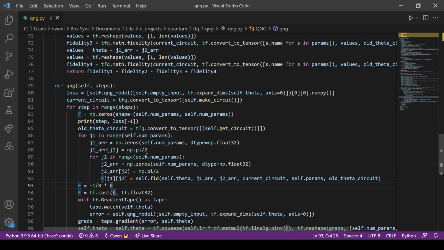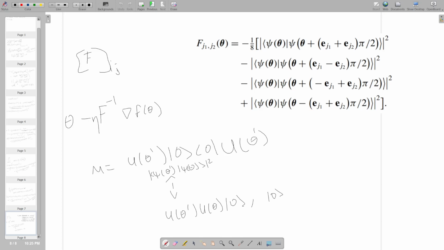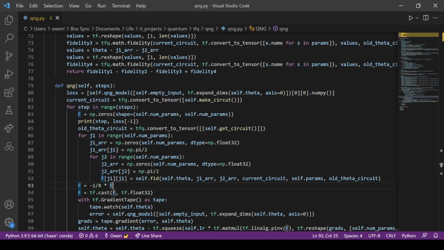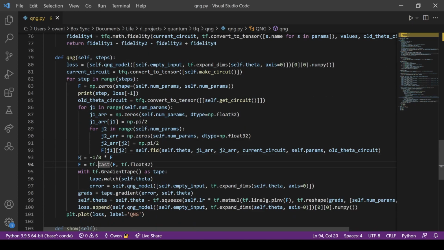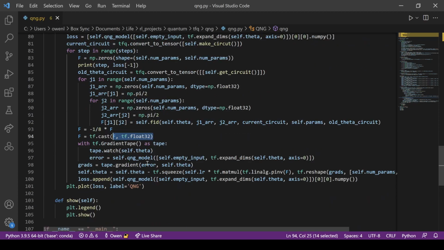Add them together as defined by the rule right here. We add them together, and then we can multiply the whole thing by -1/8, that constant out in front right here, just to handle some casting. And then we're going to want to get the gradient. So once again, we just say watch these parameters, because this isn't your typical Keras model. Get the output and get the gradient with respect to that output.